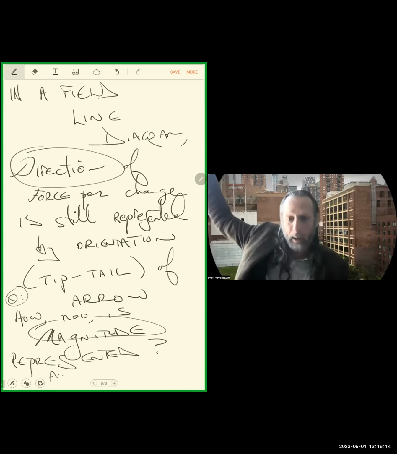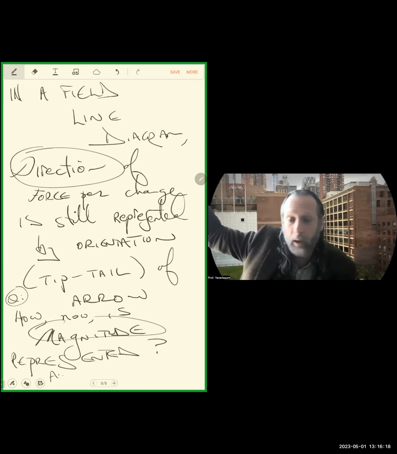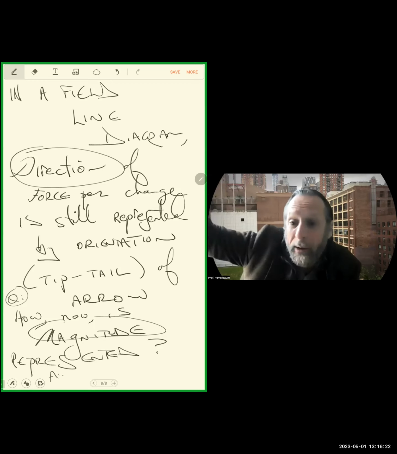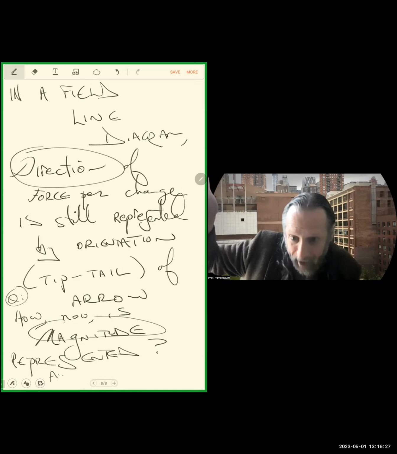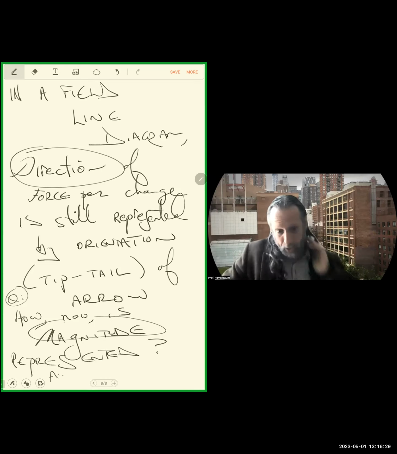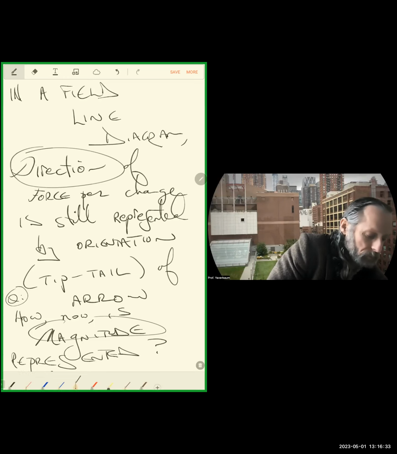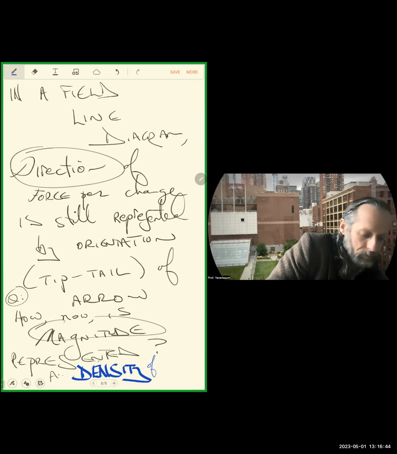All the arrows are just one big arrow that's going on forever. All the arrows, in effect, have an infinite length. The arrows don't have a length anymore that means anything about magnitude. So how is magnitude represented now? The answer is this.